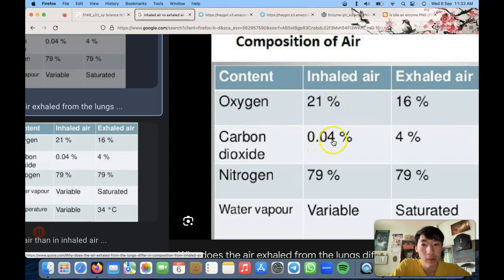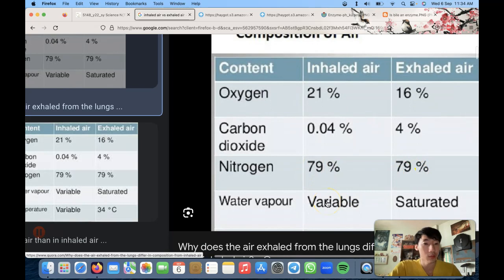Then the carbon dioxide, that's about 4% in exhaled air. This carbon dioxide, we exhale it out. When we inhale there's very little, 0.04%, but when we exhale there's a lot more carbon dioxide in the exhaled air. Nitrogen is the same because our body doesn't use nitrogen, so it's exactly the same, 79% and 79%. Water vapor depends on where you are. If you are in the jungle, it's different from when you're in the desert.